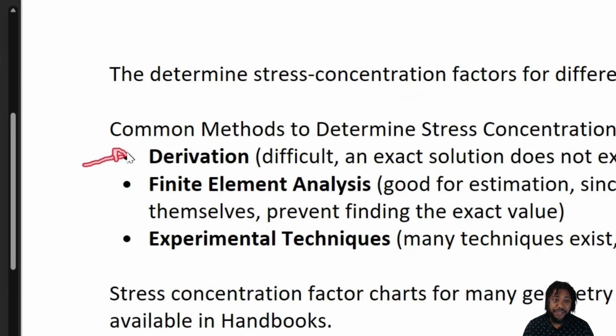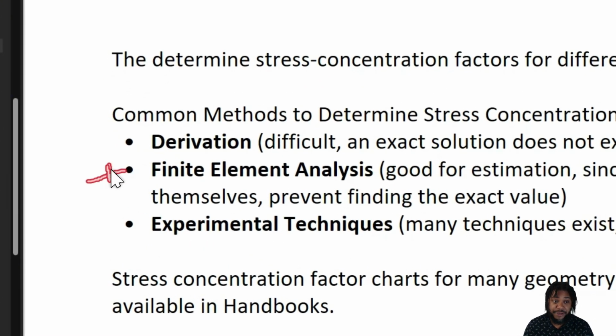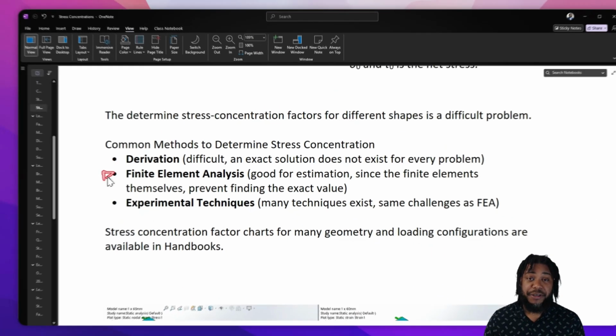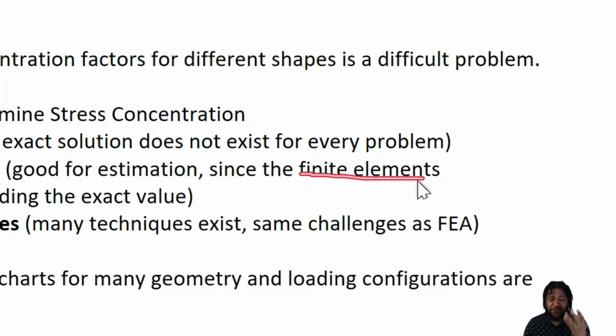One is to do derivations, so to use the theory of linear elasticity to derive the state of stress, the equations for a geometry. It's kind of hard to do. Not a lot of people do it anymore. Another way, a good way to estimate, is finite element analysis. This is really great, particularly if we're designing a unique geometry, some kind of unique component. It can help us estimate the stress concentration factor, but it doesn't give us an exact value. It's a good approximation, but not perfectly exact due to the finite elements having a certain size.